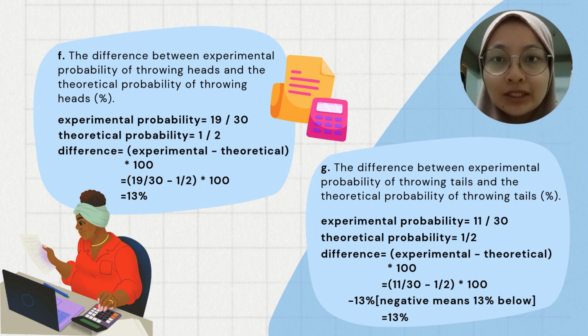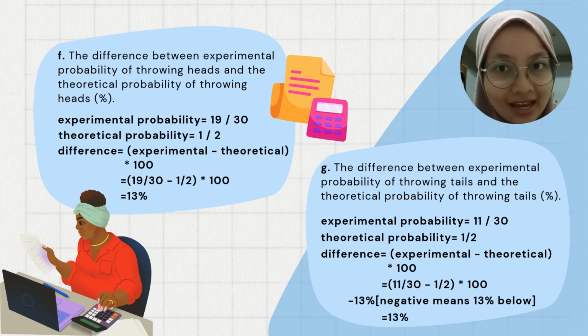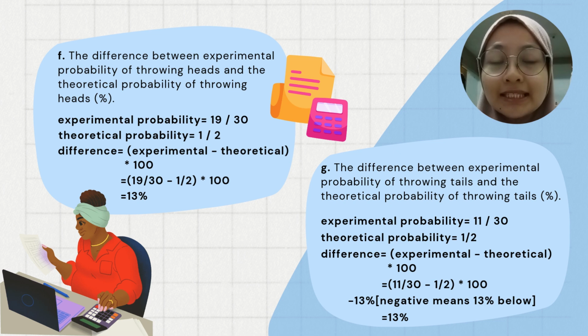The difference between experimental probability of throwing heads and the theoretical probability of throwing heads is as below. Experimental probability is 19/30. Theoretical probability is 1/2. And the difference is experimental minus theoretical times 100. So, 19/30 minus 1/2 times 100 is 13%.